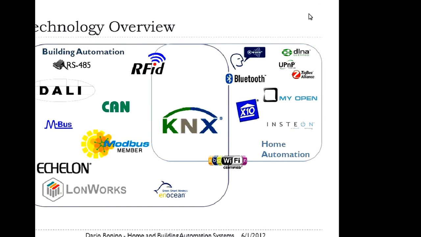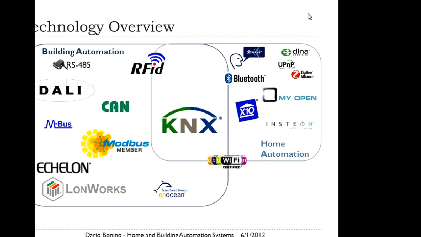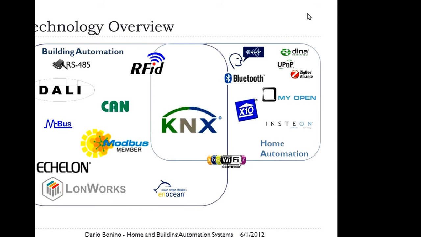Echelon and LonWorks are mainly designed for metering and for controlling devices in the industrial setting, and in particular the Echelon one is the one used by the electric facility in Italy and in other countries to control the electrical meters installed at every building, at every home. So they have a management network using Echelon technologies.